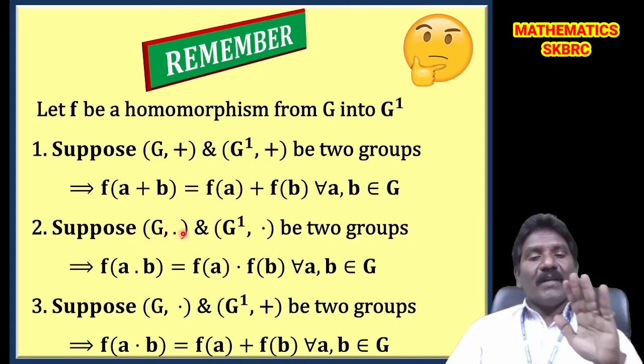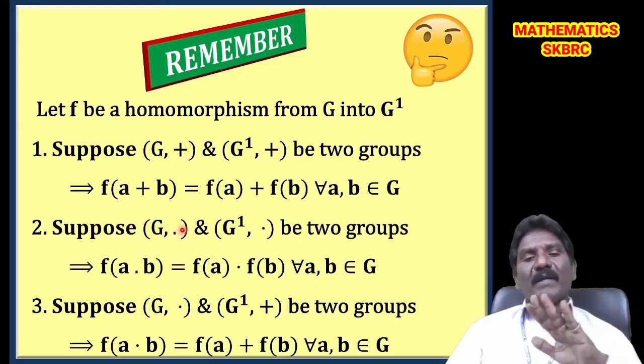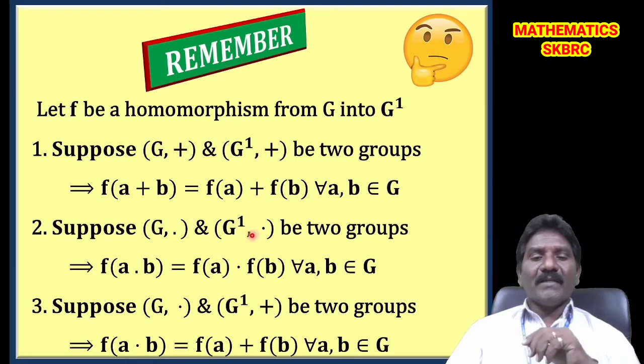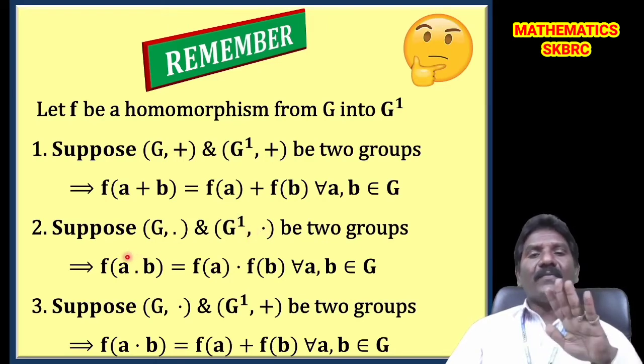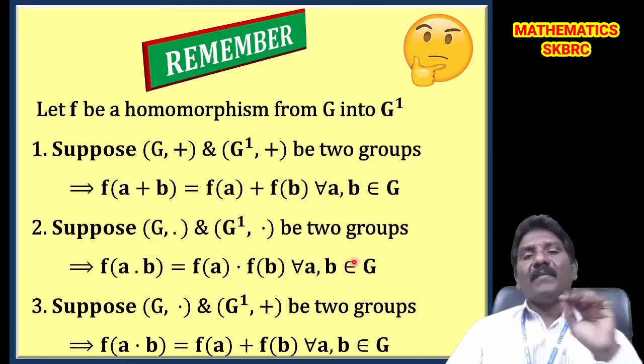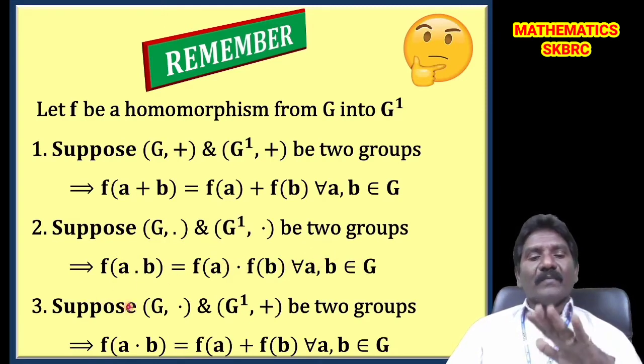Second one, let G dot be a group. G is a group with respect to multiplication and G dash is also a group with respect to multiplication. Then we write F of A dot B is equal to F of A dot F of B for all A, B belongs to G. Third one, let G dot be a group. G is a group with respect to multiplication. G dash is a group with respect to addition. Then we write F of A dot B is equal to F of A plus F of B for all A, B belongs to G.